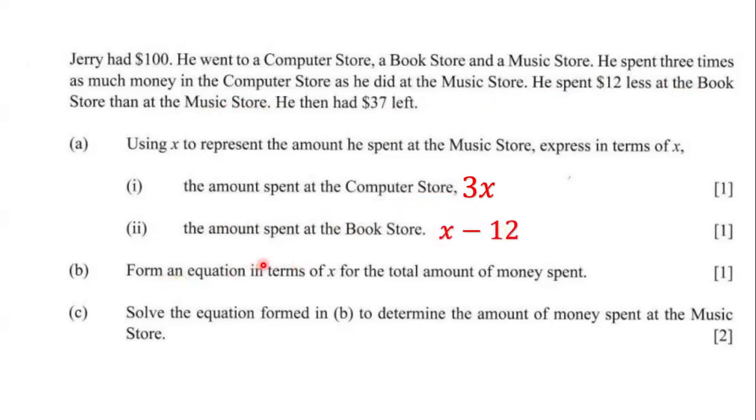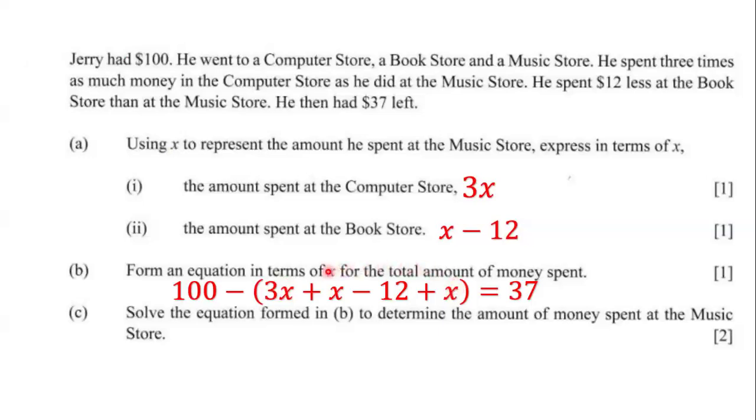Now it says form an equation in terms of X for the total amount of money spent. Well, he spent 3X at the computer store, X minus 12 at the bookstore, and X at the music store.